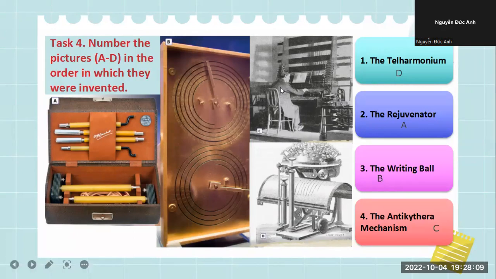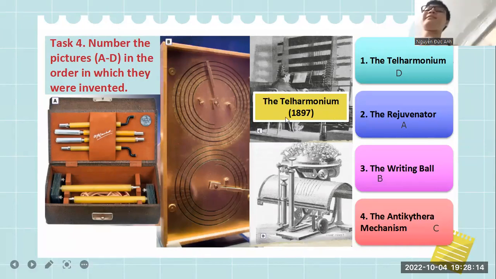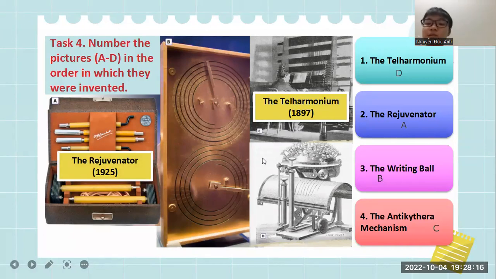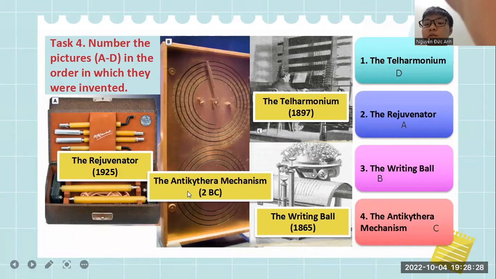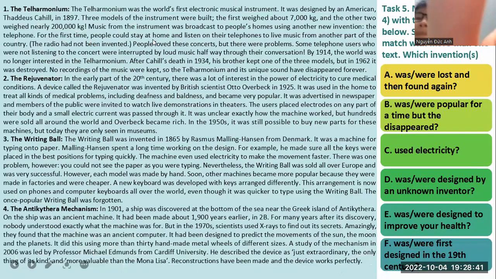Okay, so we have here letter C, the telharmonium. Letter A is the rejuvenator. Very good, you got it right. Then letter D is the writing ball. Then letter B is the antikythera mechanism. So for this one, you only got one out of four, and it's okay because even me, I didn't know that this is the name of these inventions.